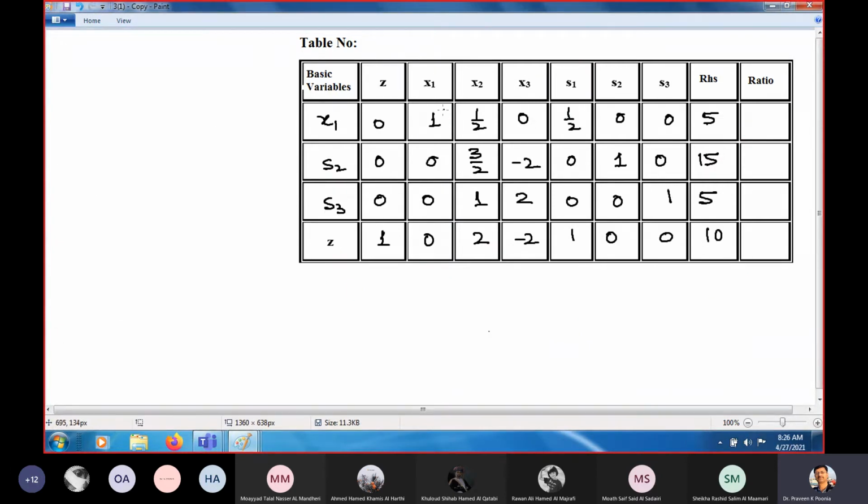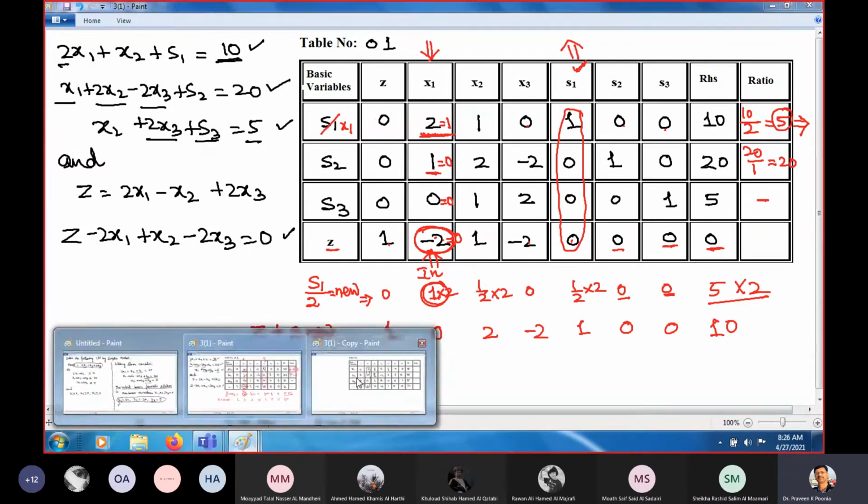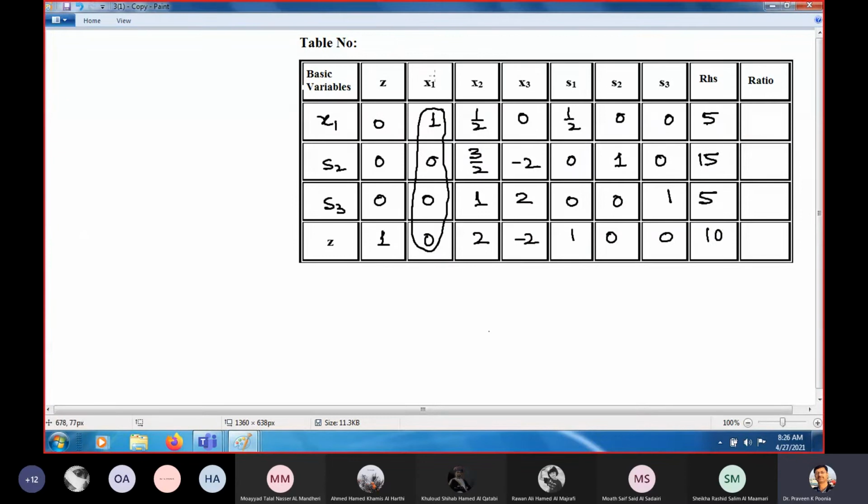Now you can see here in x1 we have created 1 triple 0, and the same we are supposed to do here. Whatever the outgoing variable is, same to same, 1 triple 0 you need to create in the incoming variable. Clear? This is how we are making table number 2.